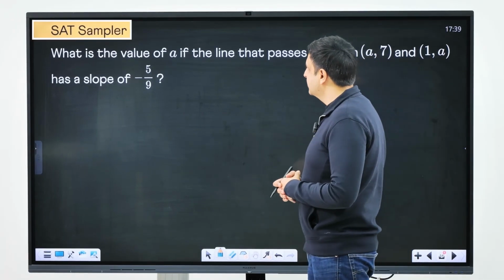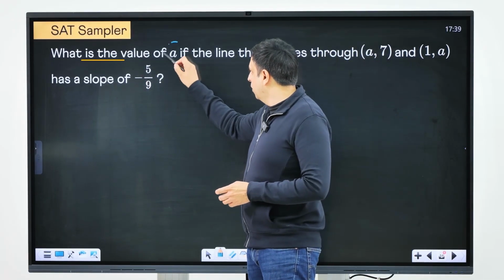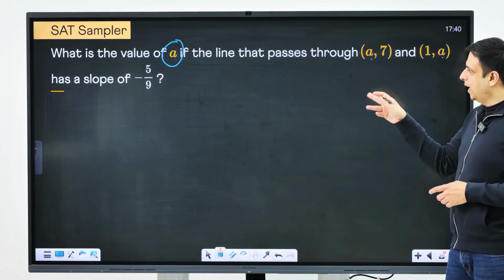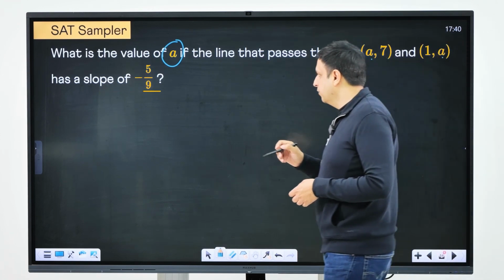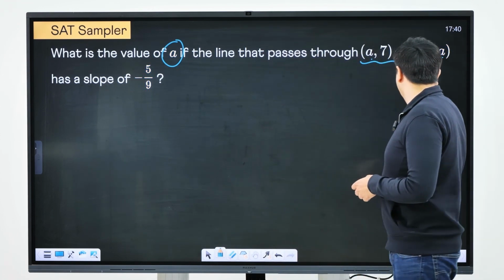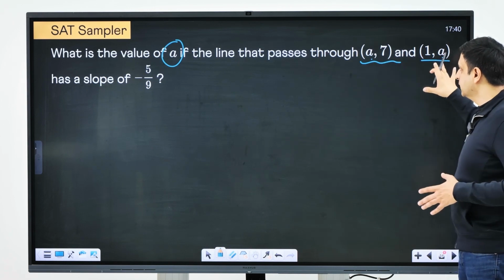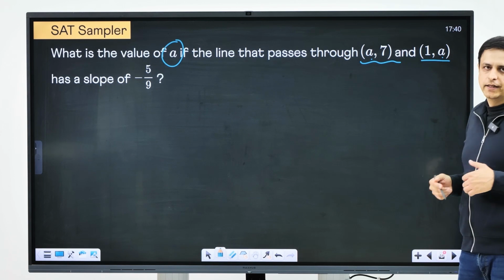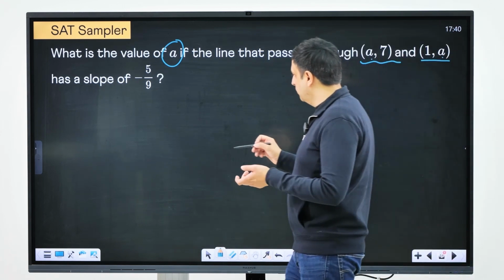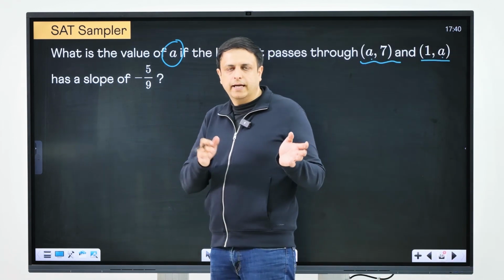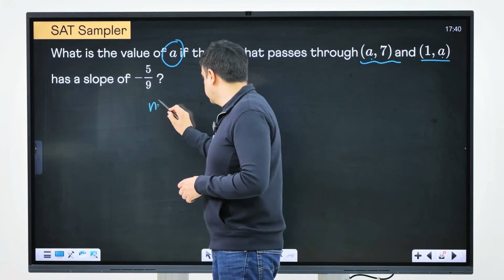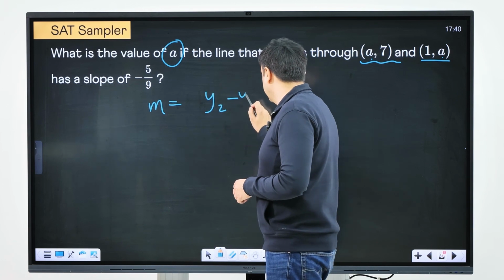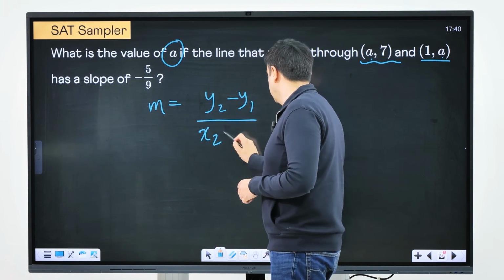Now here is an SAT sampler on this concept. What is the value of a if the line that passes through a, 7 and 1, a has a slope of negative 5 over 9? So we are given these 2 points and told that the line that passes through these points has a slope of negative 5 over 9, and we have to find the value of a. So it's actually a very straightforward problem. We know that for any 2 points x1, y1 and x2, y2, the slope can simply be calculated as rise over run. So y2 minus y1 over x2 minus x1.